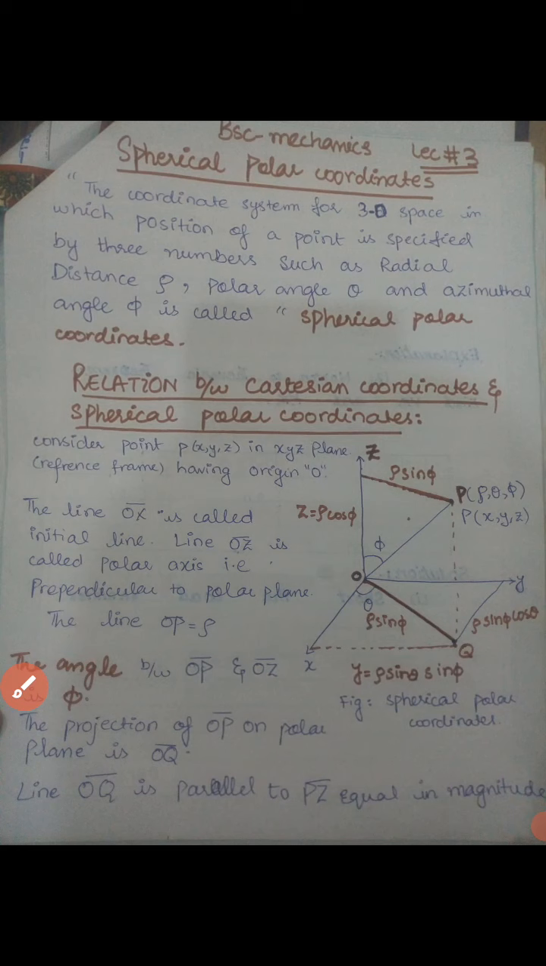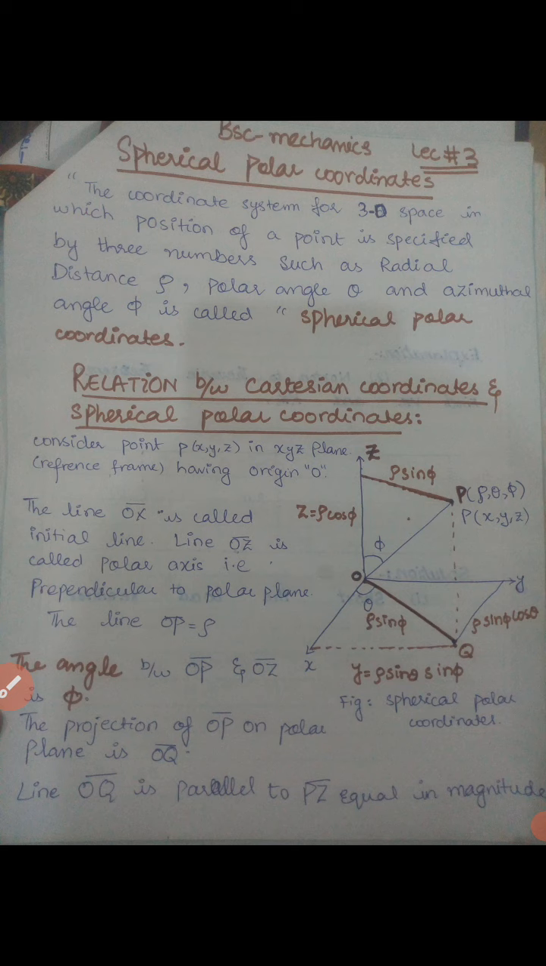The line OP is equal to rho, and you can see in the figure that the line OP is shown. The important point which I have to discuss is rho, theta and phi. The point P consists of three numbers, that is P(rho, theta, phi), and these are the spherical polar coordinates.